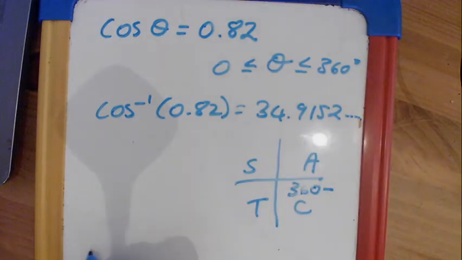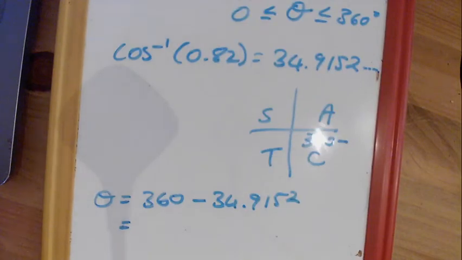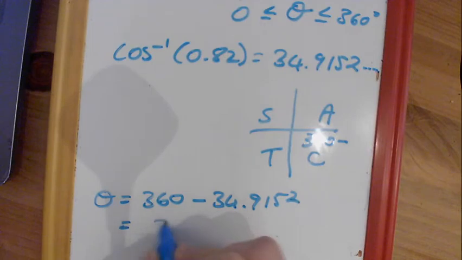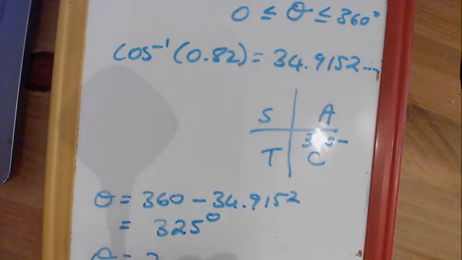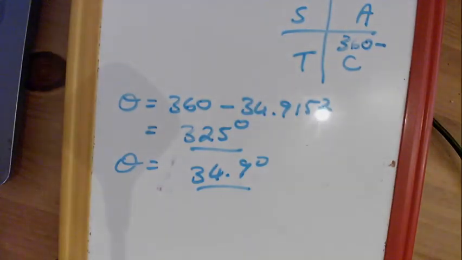So my second solution would be 360 minus 34.9152. And obviously by now you've figured out that your answer button on your calculator is your best friend. And you get the answer is 325 degrees. So my 2 answers are theta is 34.9 and 325. Those are my 2 solutions for this particular diagram. So that's a normal bog standard answer.